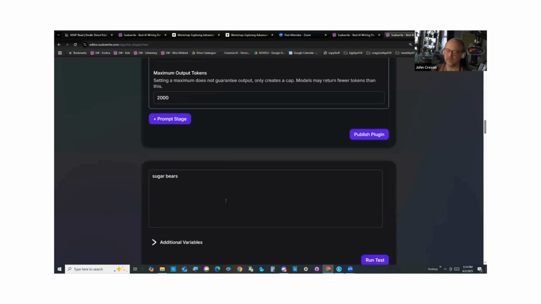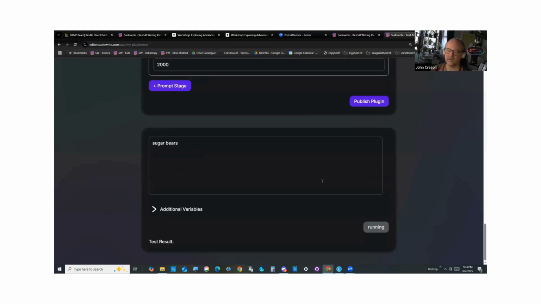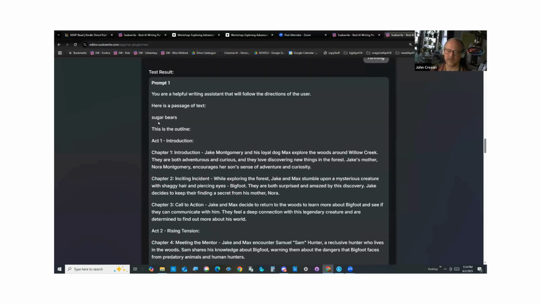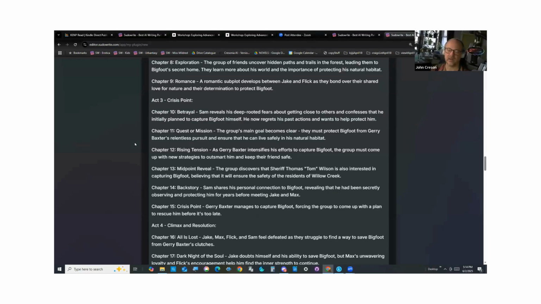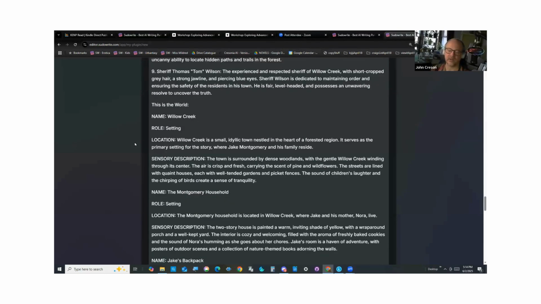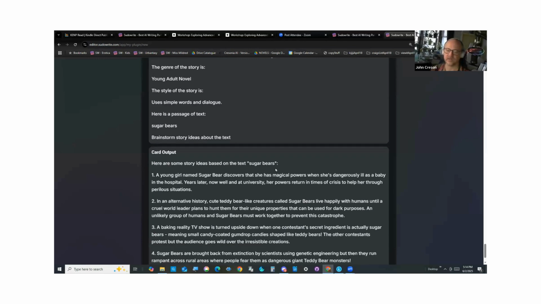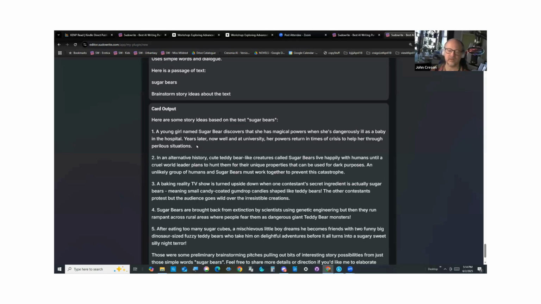And then if I run that test, it says the shears patches there. It has it up here too, but then it has it down here at the bottom. And now I imagine I'm going to get more sugar bear information. Yeah, here's some based on the text sugar bears. The young girl named Sugar Bear has magical powers. She's dangerously ill as a baby in the hospital. And it's sort of ignoring some of that stuff.